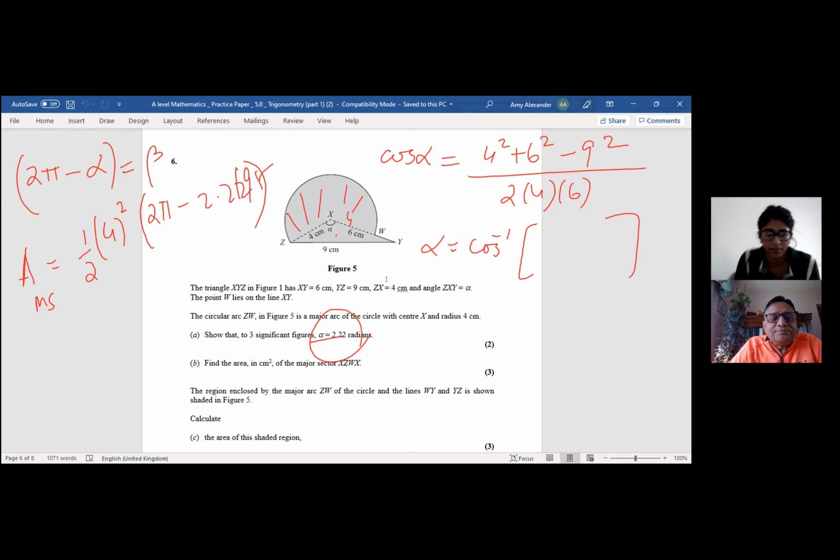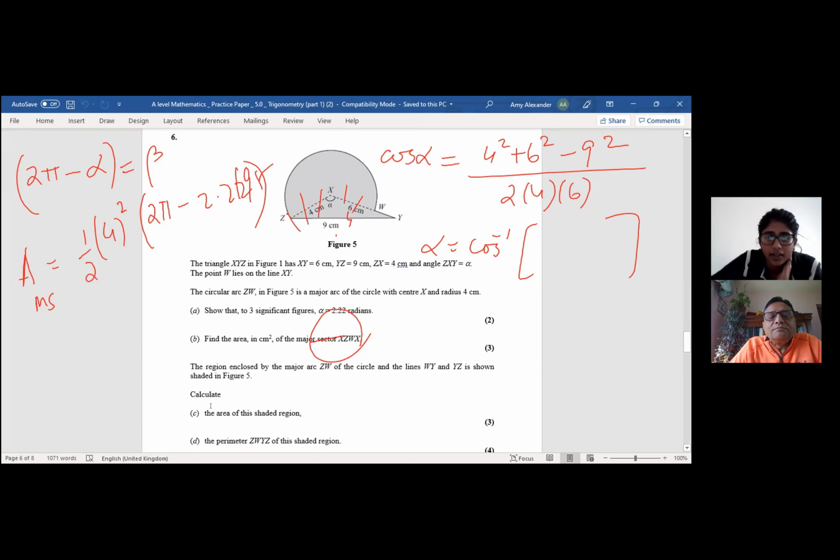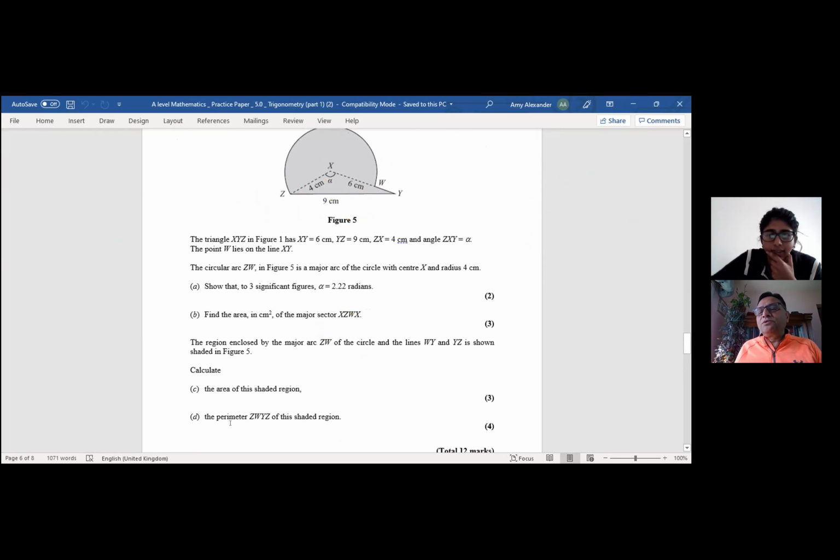Okay, so then the region enclosed by the major arc ZW of the circle and the lines WY and YZ is shown shaded in figure 5. Calculate the area of this shaded region. So we can find this area and the area of the triangle, and we are done. Half a b sin C. Not a big issue. It's very similar to other questions, correct? We can skip the rest of this portion.